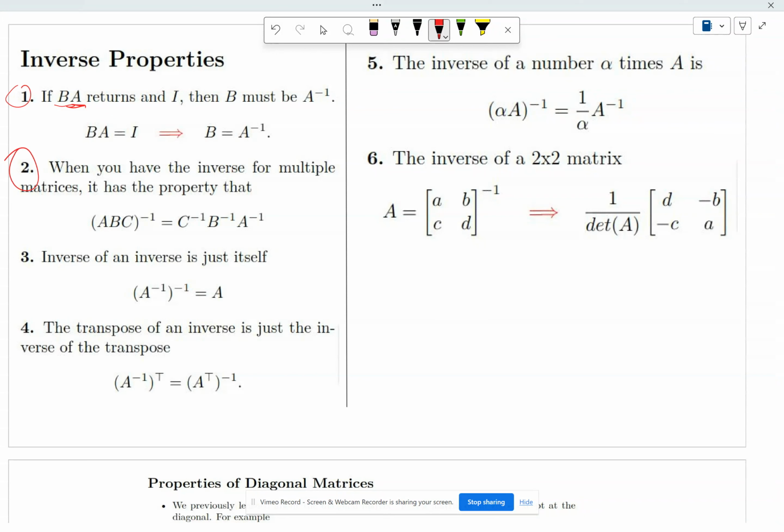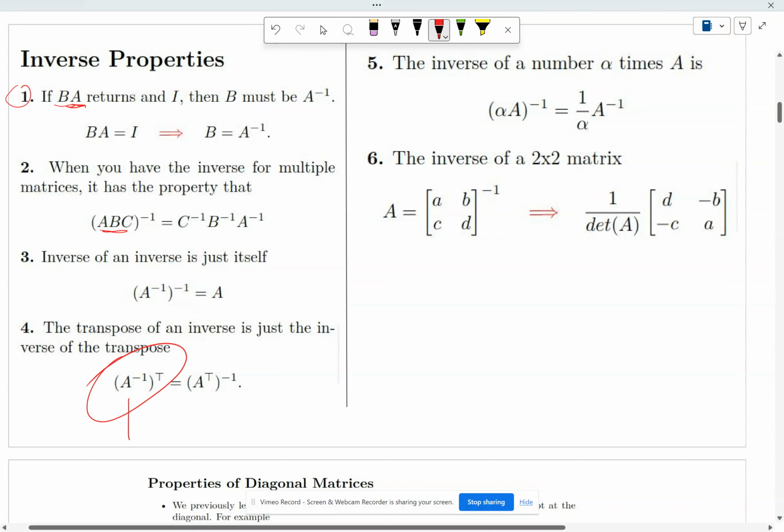Property 2: when you have an inverse for multiple matrices, it acts just like transpose. So ABC is going to become CBA. You flip every one of them, and then you take the inverse of every one of them. So ABC becomes C inverse, B inverse, A inverse. Now, the inverse of an inverse is just itself, very similar to transpose, because the transpose of a transpose is also itself. I showed you this previously. The transpose of the inverse is the same as the inverse of the transpose.